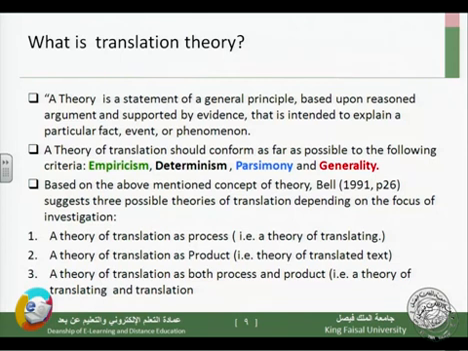Now, based on the above mentioned concept of theory, so first one is the concept of theory, then the characteristics of a good theory. Now Bell suggests 3 possible theories of translation depending on the focus of investigation. It depends on what you are investigating. Now, he claims that we can have a theory of translation as process, i.e., a theory of translating. And number 2, a theory of translation as product, theory of translated text. And number 3, a theory of translation as both process and product. A theory of translating and translation.